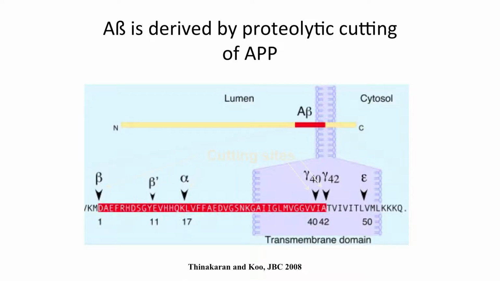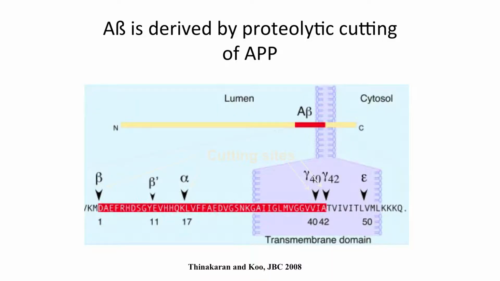Now, a little more detail about how you get A beta produced from APP. It's derived by cutting this much larger precursor protein in two places. So this is a cartoon or schematic diagram of the APP molecule. This here is the plasma membrane of the cell in which this protein is embedded and is floating around and freely diffusing in the membrane. There's an N end and a C end, and we'll talk about this a little more.